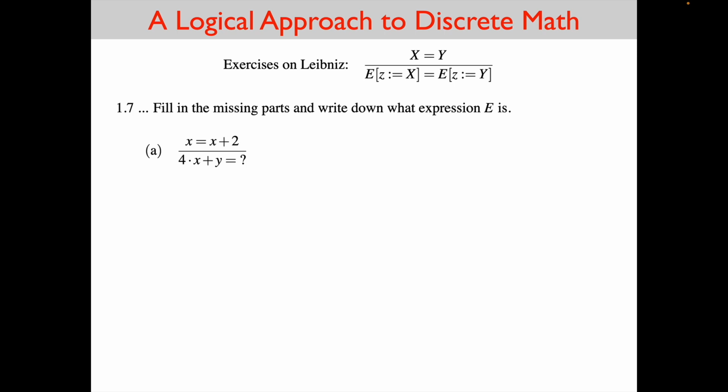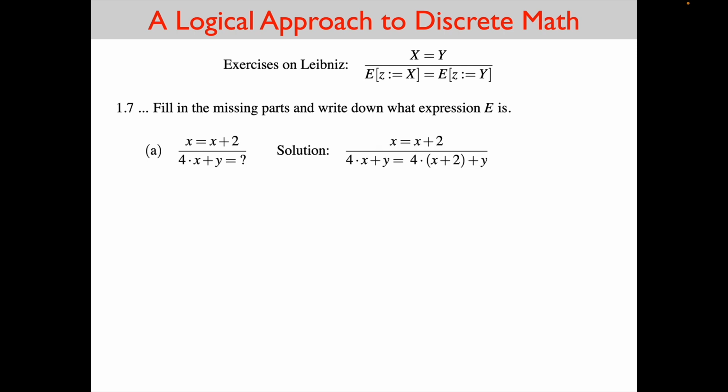So here's the question. If x equals x plus 2 in all states, then 4x plus y must equal what? So can you figure out what goes in the question mark?